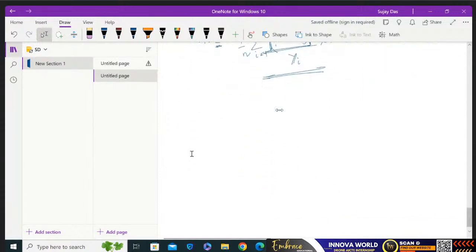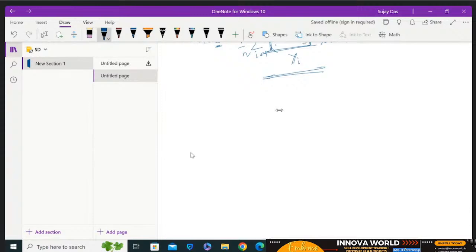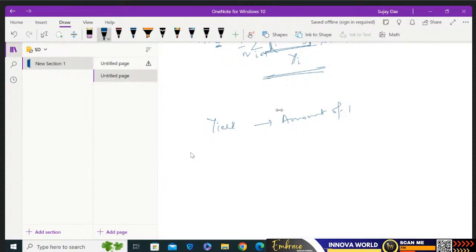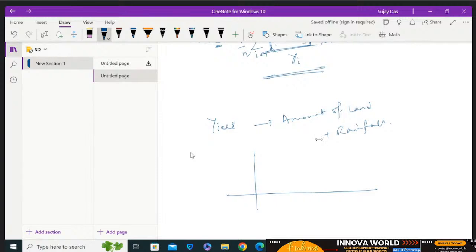The usefulness of regression is this: suppose you have a data set. Say, as I have started with this example, yield depends on, we know, the amount of land plus rainfall and so on. Now, suppose we can use a linear regression model for this, doing a scatter plot of yield on the basis of rainfall. We know that generally rainfall positively affects the yield.